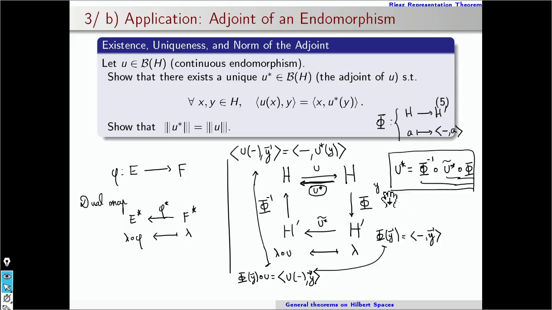Let us check it on an arbitrary vector. Capital phi maps a vector to the following linear map, which is taking the inner product with y, and then we precompose with u. So here is a variable, and so we first apply u and then take the inner product with y. And then phi minus 1 says that there exists a unique vector such that this linear map can be written as the inner product of the vector with u star of y. We recognize exactly condition 5.